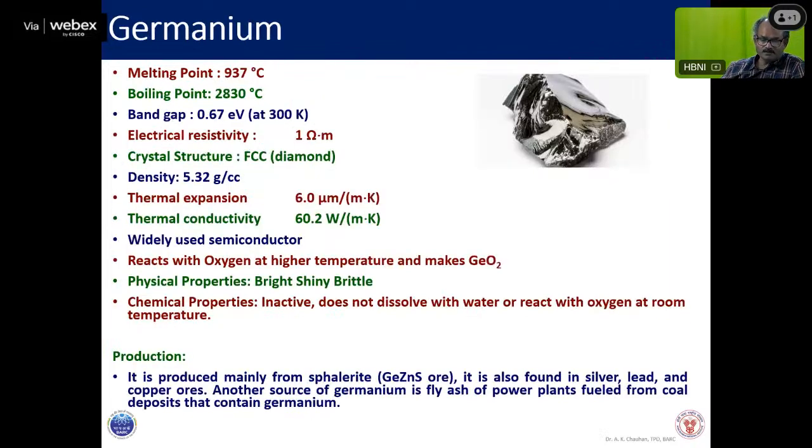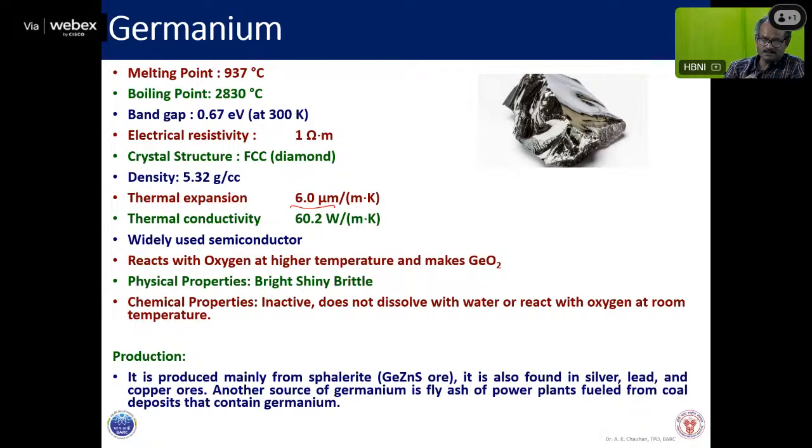We'll come to germanium. Germanium has a melting point which is lower as compared to silicon. It is 937 degrees centigrade. The boiling point is 2830. Band gap is low, nearly 0.7 eV. Resistivity is 0.1 ohm meter, and the crystal structure is the same diamond as with silicon. Density is 5.32 gram per cc.